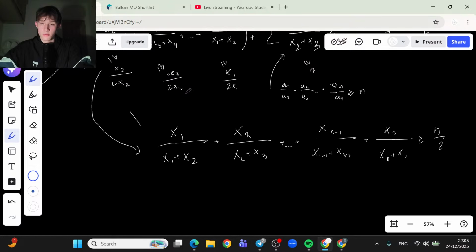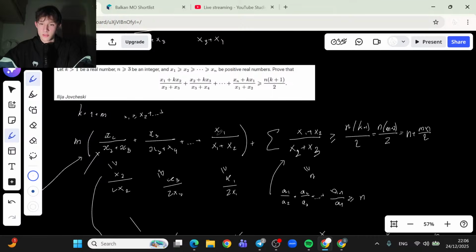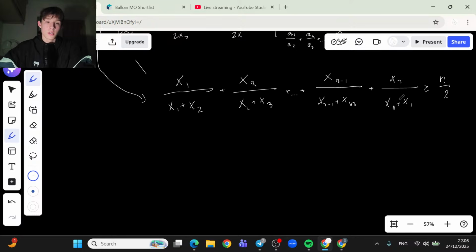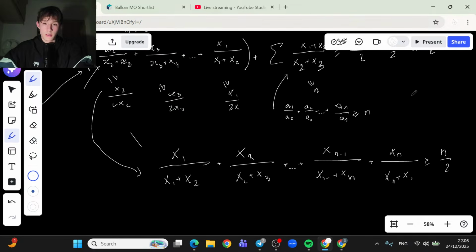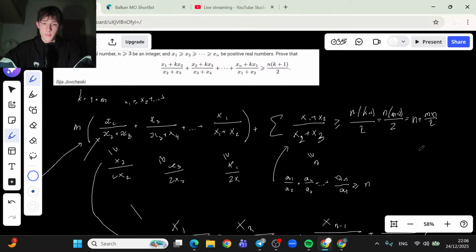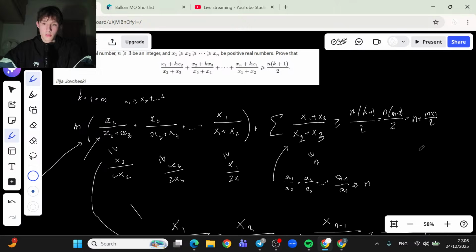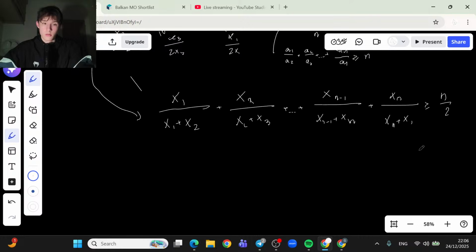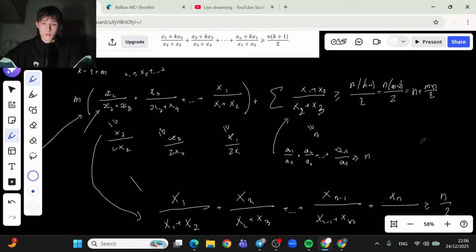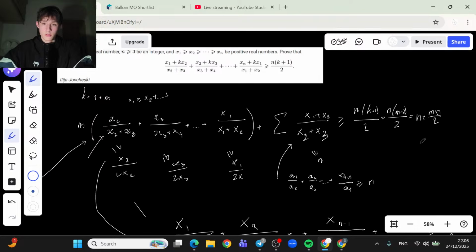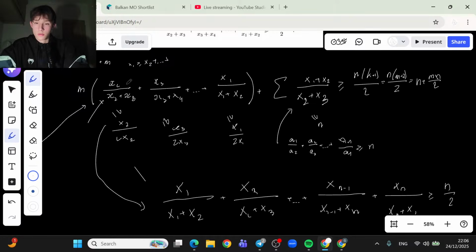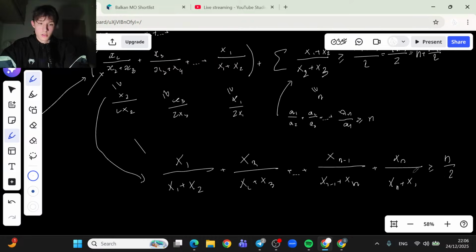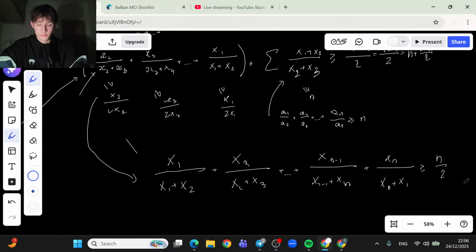Okay, this is not the same, by the way, as what we had in the problem, because if k equals 0, that's not the same thing. Okay, we want this thing, right? It's x2 over x2 plus x3. All these things greater than or equal to n over 2.